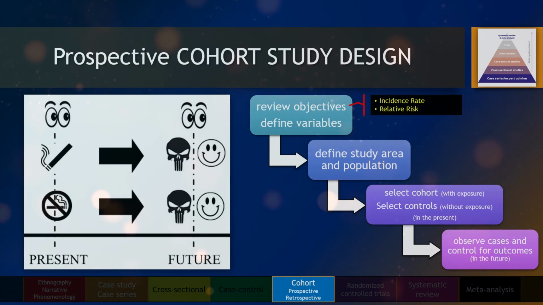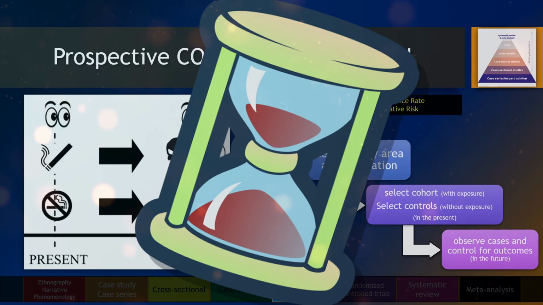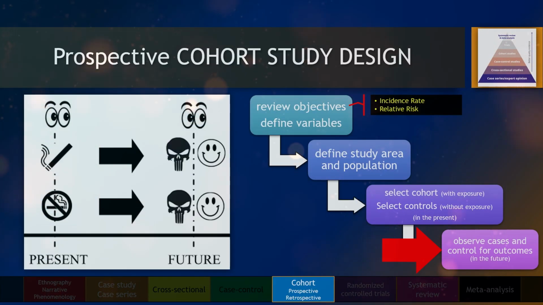The next step is to wait a predetermined amount of time into the future to see if both cohorts and controls actually develop the outcome. In this case, did they develop diabetes in the future? At this point, after follow-up, you will know which of the sample units have the exposures and the outcomes, and then you can do your analysis.